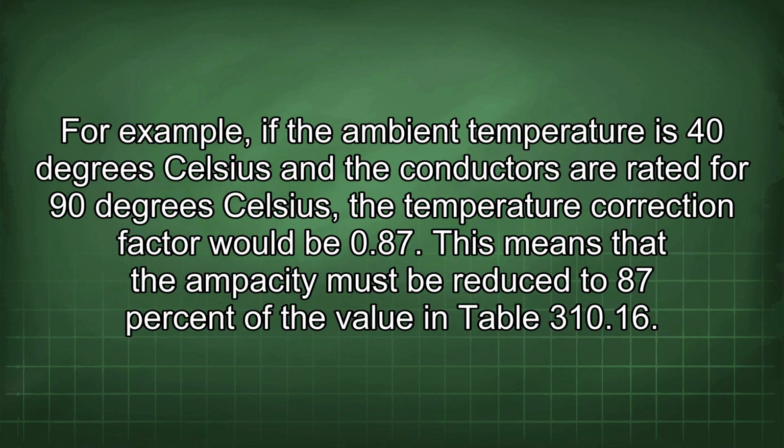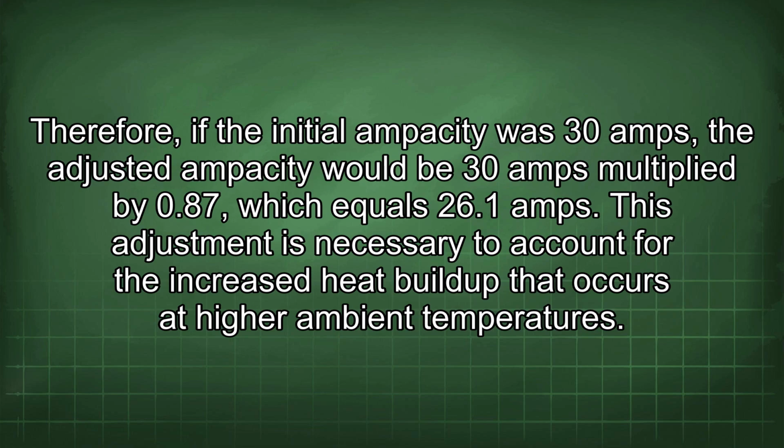For example, if the ambient temperature is 40 degrees Celsius and the conductors are rated for 90 degrees Celsius, the temperature correction factor would be 0.87. This means that the ampacity must be reduced to 87% of the value in Table 310.16. Therefore, if the initial ampacity was 30 amps, the adjusted ampacity would be 30 amps multiplied by 0.87, which equals 26.1 amps. This adjustment is necessary to account for the increased heat buildup that occurs at higher ambient temperatures.